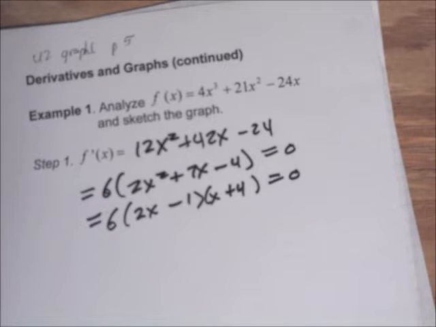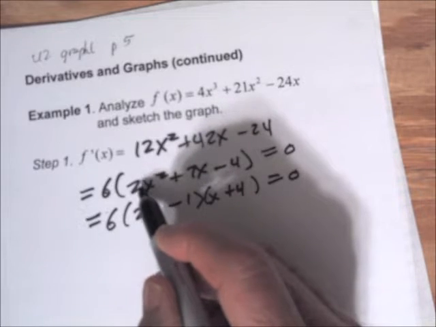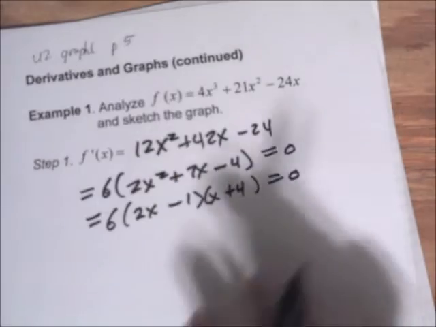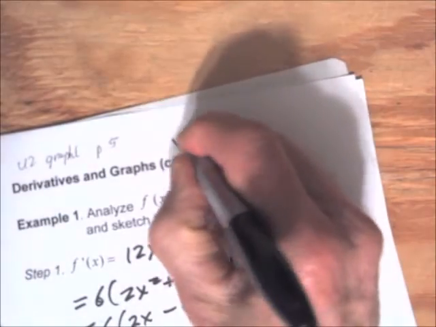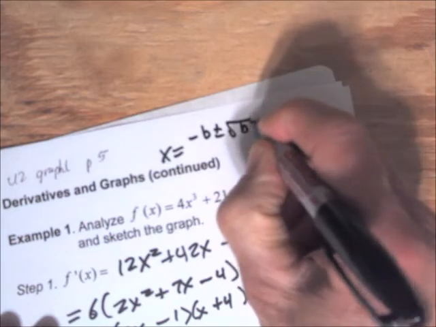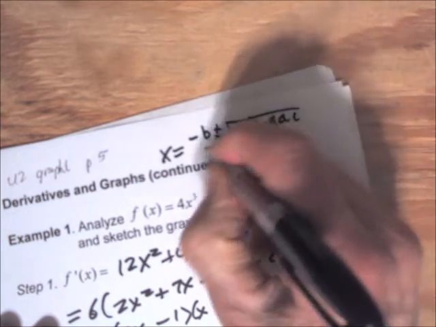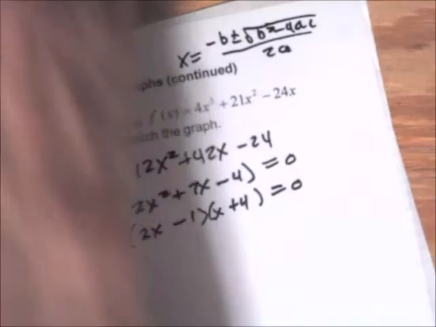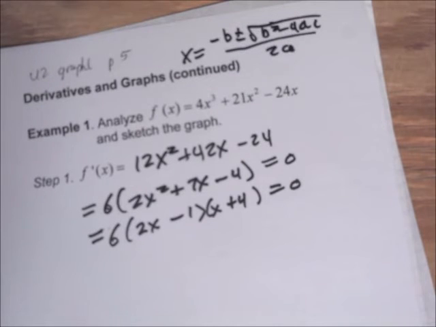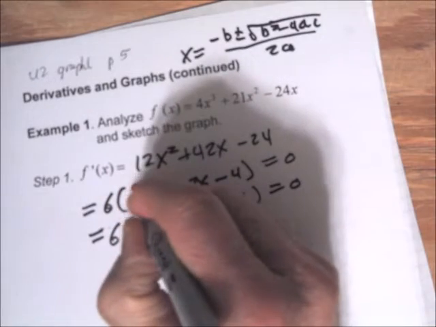So if it can't be easily factored, you can always use the quadratic formula. With a the number in front of x squared, b the number in front of x, c the number by itself, the quadratic formula is x equals minus b plus or minus the square root of b squared minus 4ac, over 2a. But oftentimes it's quicker to factor it. But if it's hard to factor, then use the quadratic formula.